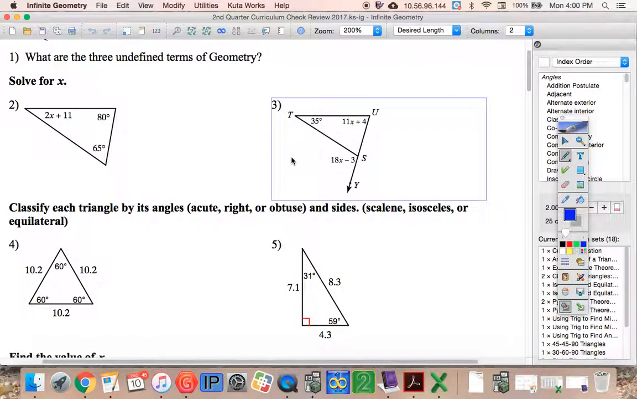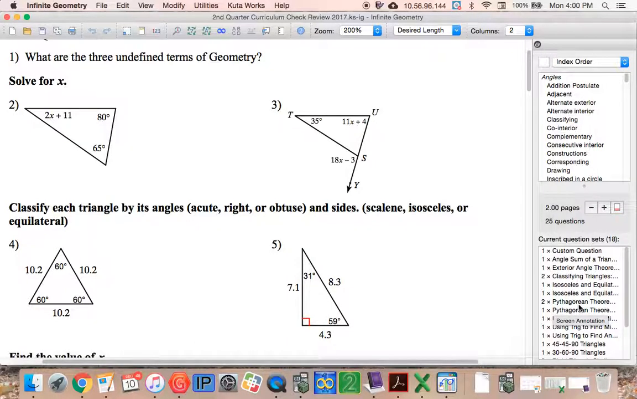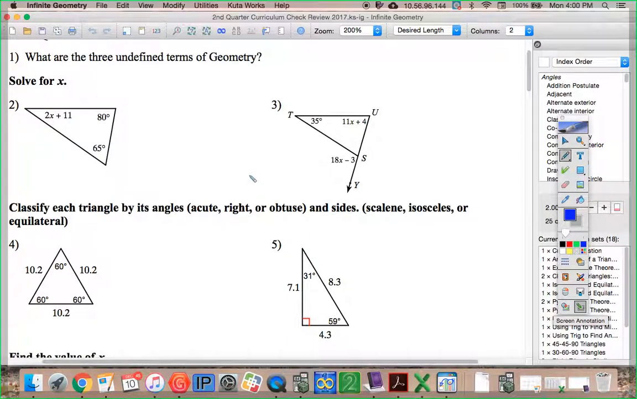Okay, hopefully this is recording. This is the review for the curriculum check. Let's see, gotta put it in writing mode. So, as soon as it lets me write on it, here we go.